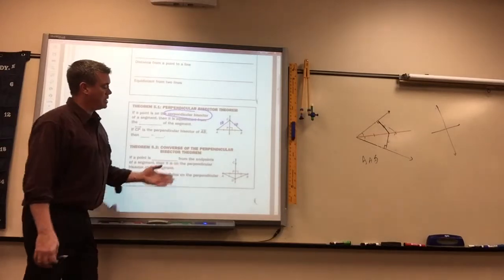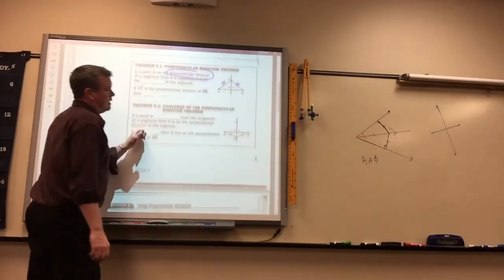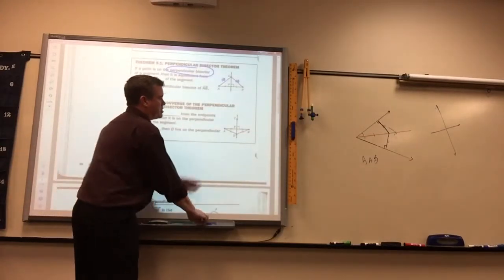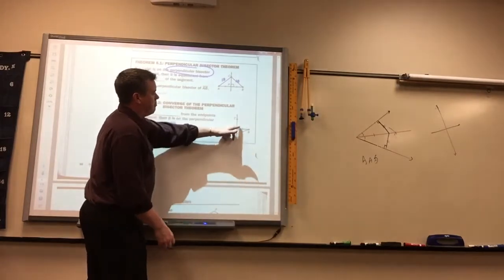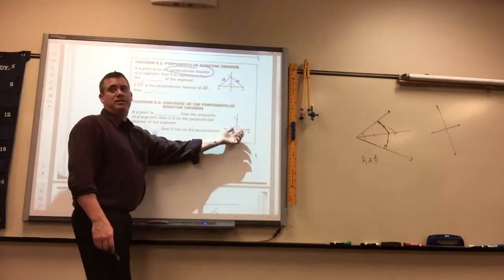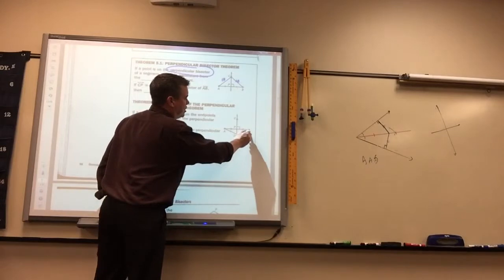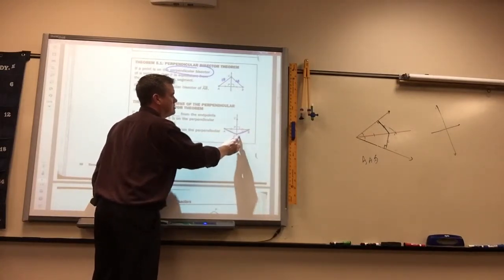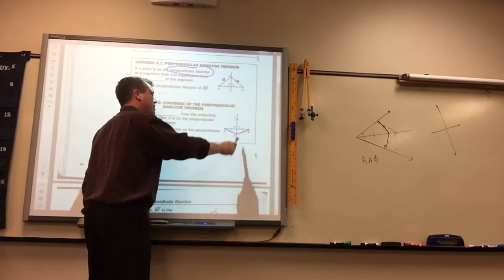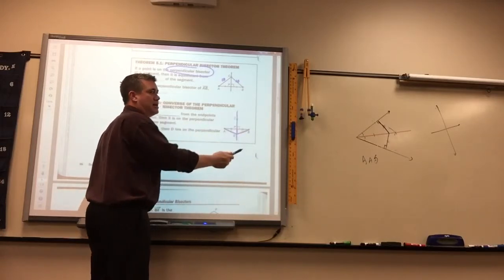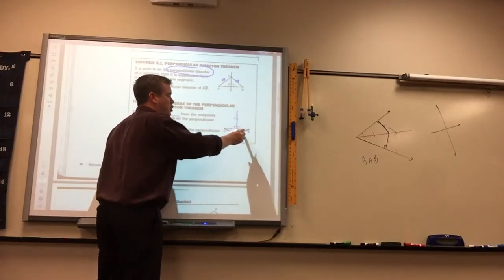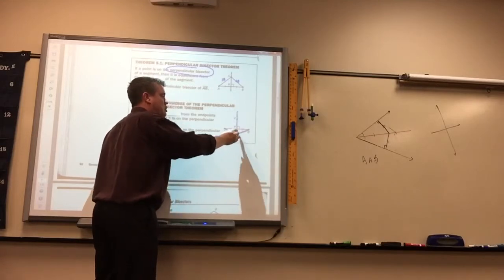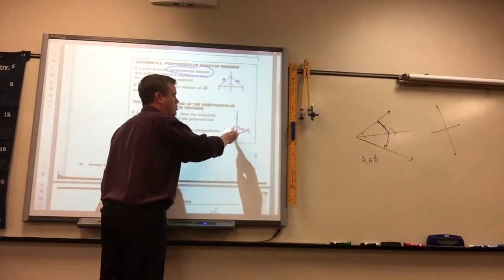Now it works the other way too. They'll tell you this. If you got a picture like this, but they don't have the 90 and that these two are equal, if they tell you that D is equidistant from A and B, what that means then is that this is the perpendicular bisector. So if you know these two are the same distance, you know this is 90 and you know those two are equal also.